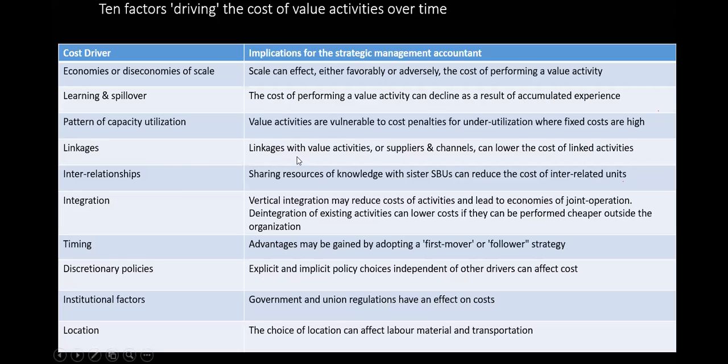Likewise, in certain cases, linkages will help you reduce the cost. So linkages can be considered as another cost driver. Then the interrelationship, sharing resources. Then the integration: vertical integration may reduce the cost of activities and lead to economies of joint operation. So you can do the joint operation. You may do the vertical integration.